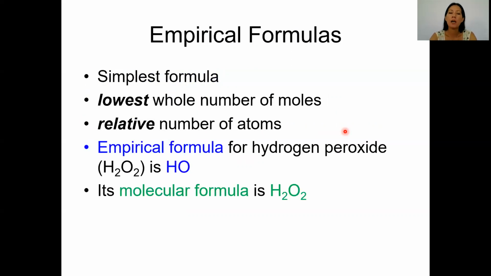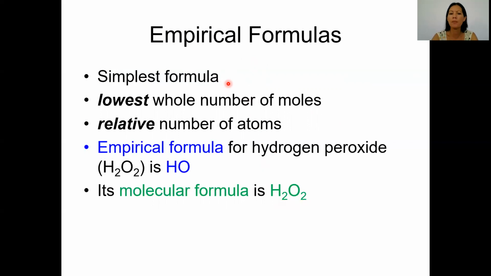Let's move to empirical formulas. Empirical formulas are different than molecular formulas. Molecular formulas tell you the exact number of atoms present. For example, H2O2, there are 2 H's and 2 O's. Empirical formula is the simplest version of that.